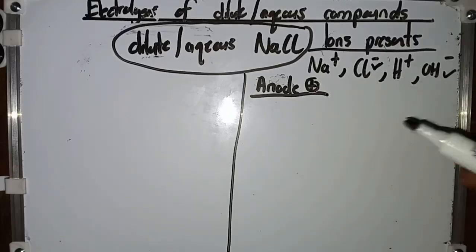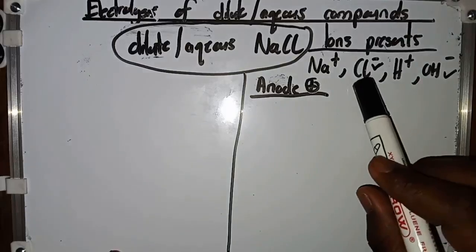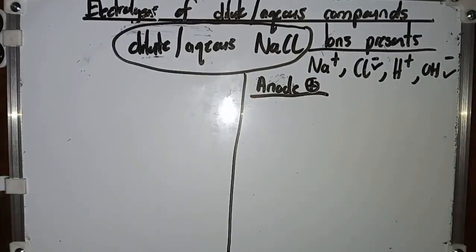It's going to be attracted there. The ion, the least reactive ion, is the one which will be attracted. So Cl minus and OH minus, which one is the least reactive? So there's one which we call the reactivity series.